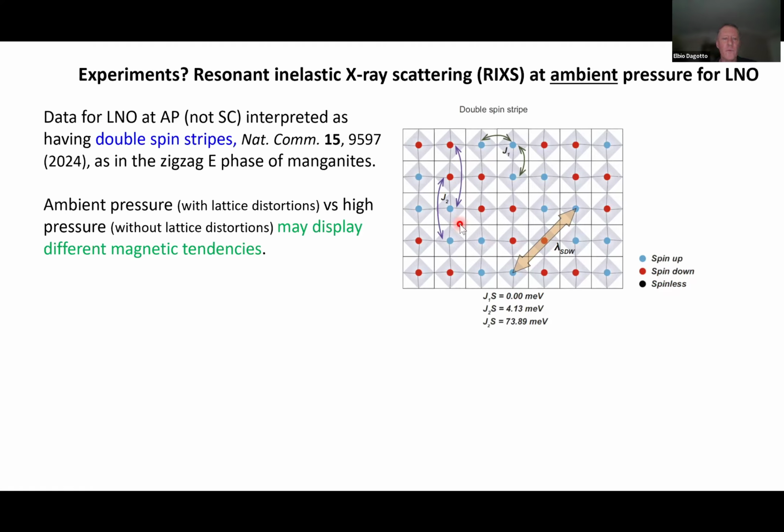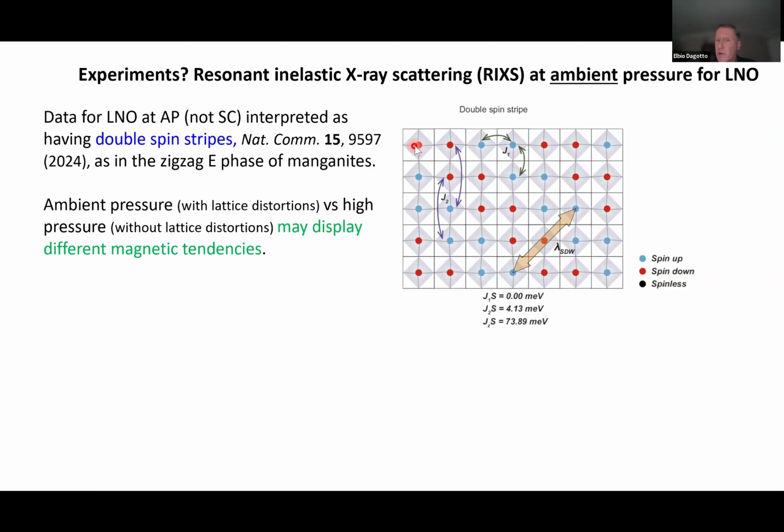Now, this cryptic comment here is because some time ago, the fashionable area of research was the manganites, and in that context, when you saw structures like this, you didn't think of a double stripe. You thought of a zigzag chain, because if you look at the hoppings, they are much stronger along nearest neighbors than along the diagonal of the plaquette.